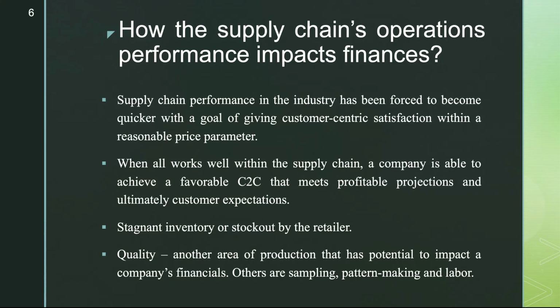So for these reasons, supply chain performance in the fashion industry has been forced to become quicker, keeping in mind customer-centric satisfaction and also keeping the price reasonable. Now, to protect this bottom line, what are companies doing? They are trying to place greater emphasis on the performance of the supply chain. We know that when everything is working well in the supply chain, it means the company is going to be able to deliver a cost to the consumer that meets profitable projections and ultimately customer expectations. So obviously the company is in a profitable situation and the customer is getting what they want. But it also comes with a host of financial challenges when a company is lacking supply chain operating efficiency.